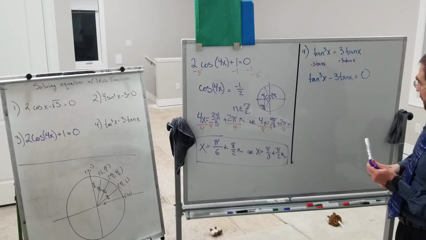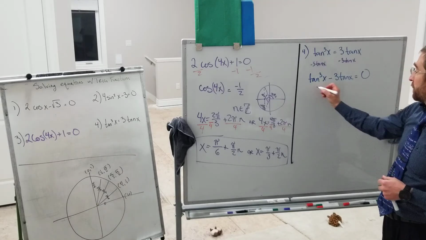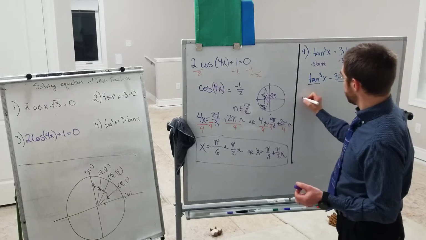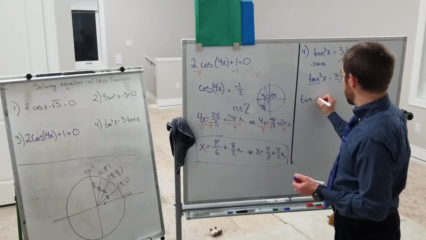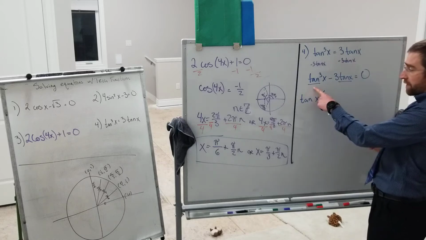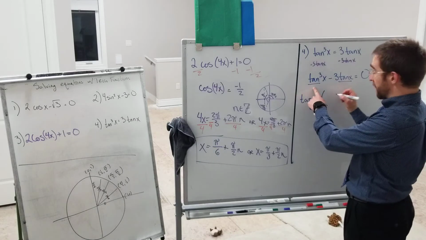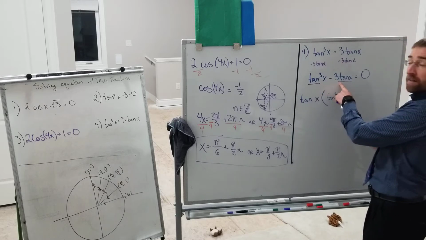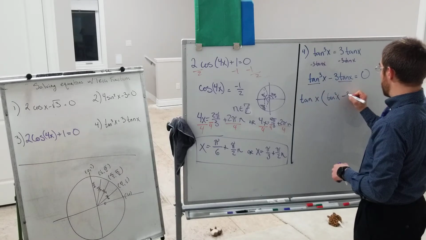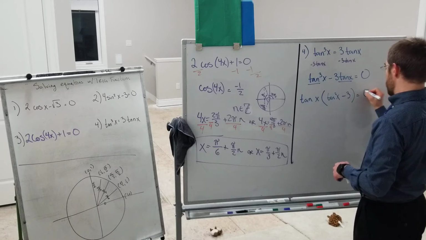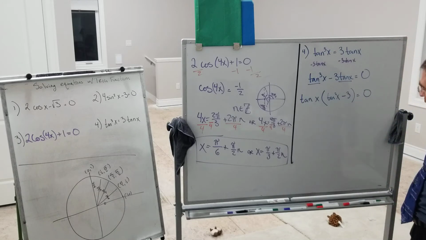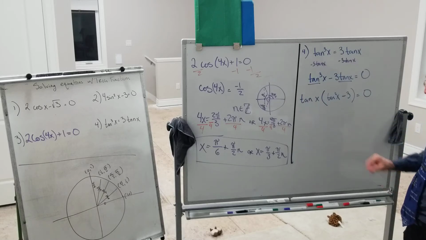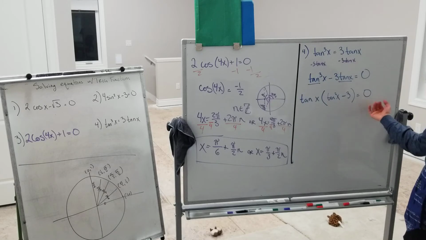All right, cool. Well, now I can factor out the tan x. So I'm going to factor the tangent x out. So I got to divide this by tangent x, which is going to give me tangent squared x. And I got to divide this by tangent x, which is going to give me a minus 3 equals 0. Cool. Well, now I have two things, tangent x and tan squared x minus 3 equal to 0.